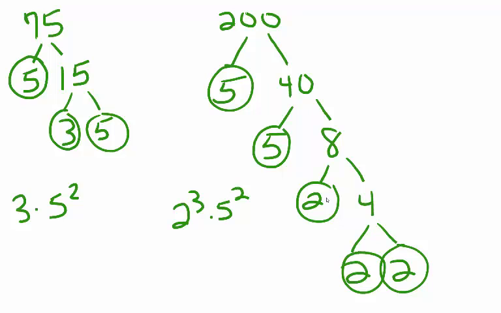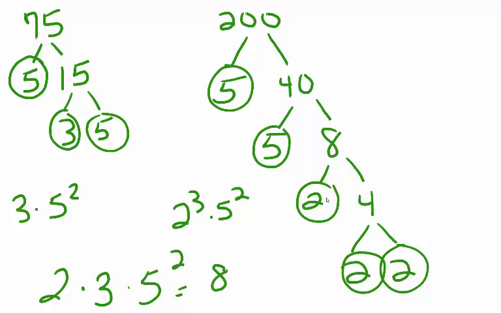Now I look at each of my factors. I have 2, 3, and 5. 2 to the third is the highest exponential value of 2. Then I have 3. 3 to the first is the highest exponential value of 3. And 5 squared is the highest exponential value of 5. Now all that's left for me to do is to multiply all of my factors together and generate my LCM.